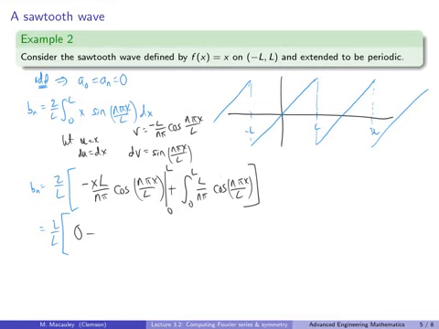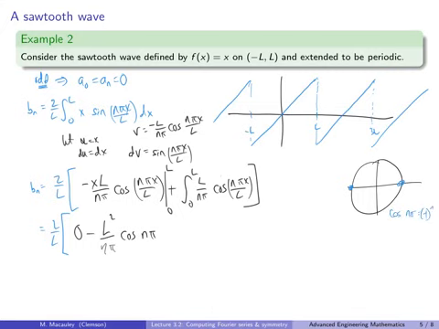So if I do that, I get L squared over n pi times cosine of n pi x over L, which is cosine of n pi. Now remember, unit circle, cosine of n pi, that's the points here. So cosine of n pi equals negative 1 to the n.